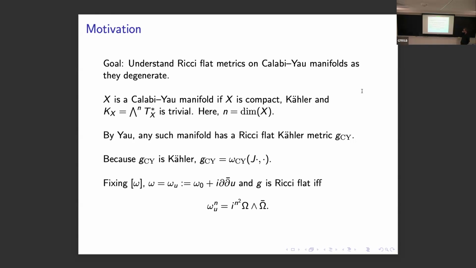And the way you understand this is you encode the metric by its Kähler form in this way, where J is the complex structure. And if you then fix the class, that also gives you the uniqueness from Yau's theorem, then you can study these corresponding potentials. And then the Ricci flatness is encoded in this complex Monge-Ampère equation, where omega is the holomorphic volume form from this trivial canonical bundle.